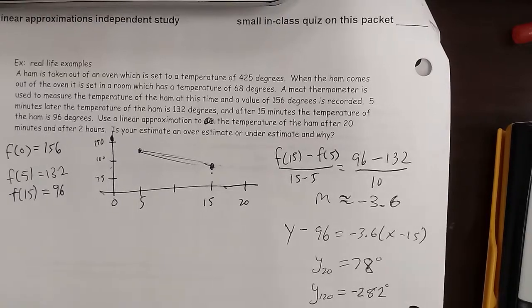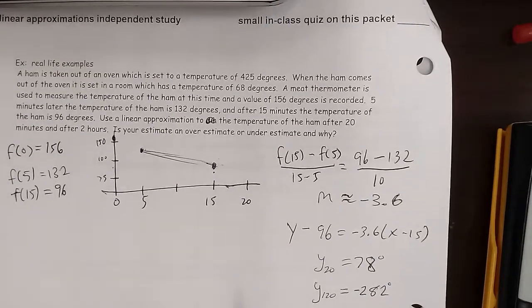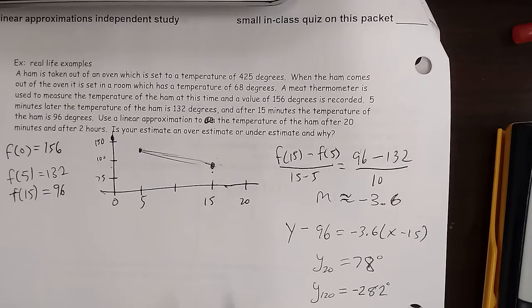If you've never had a turkey be negative, or ham, sorry, a ham be negative 282 degrees, I need to insert some joke about, like, then you've never had my mom's cooking or something like that.